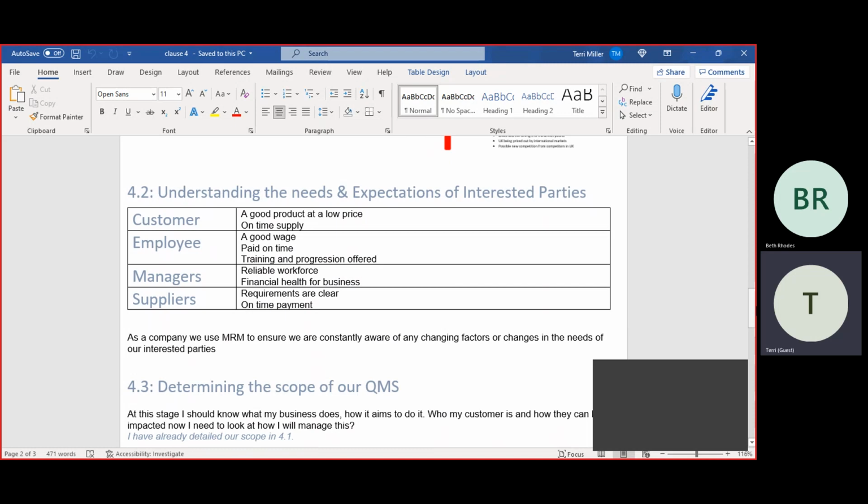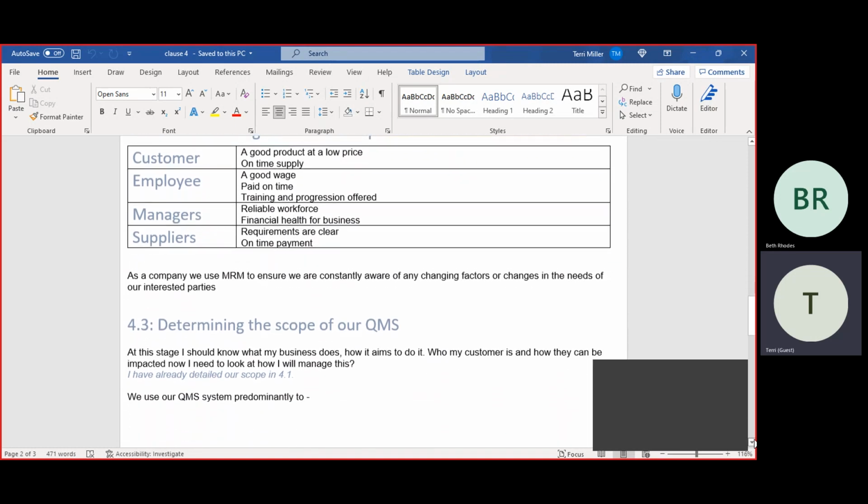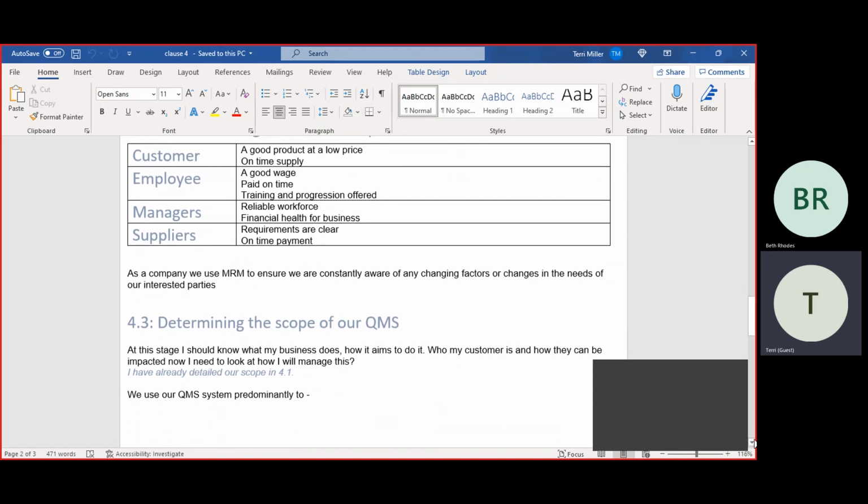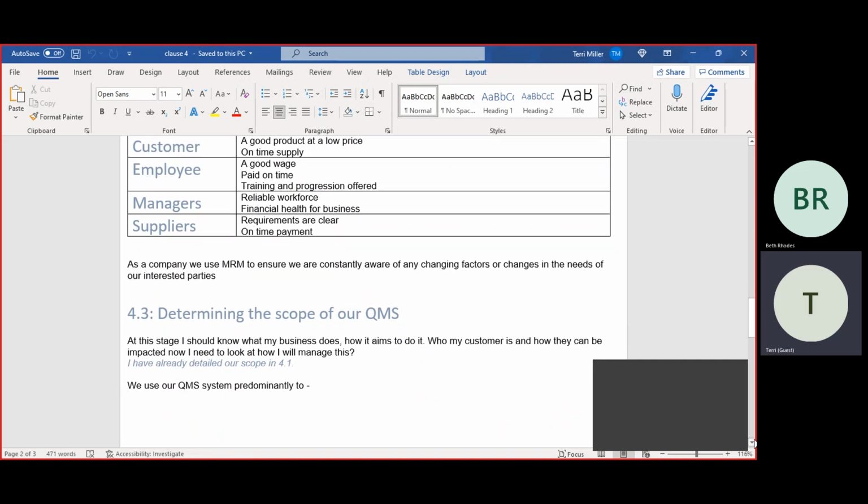So managers, they want a reliable workforce. That's exactly what I need. It's maybe not what I want, but I really, really need a reliable workforce right now. I can't recruit. It's a nightmare at the moment. And financial health for the business. So I need to make sure that those people that I'm employing that want a really good wage, I can pay them. And if I'm not being profitable, I can't. It's as simple as that.